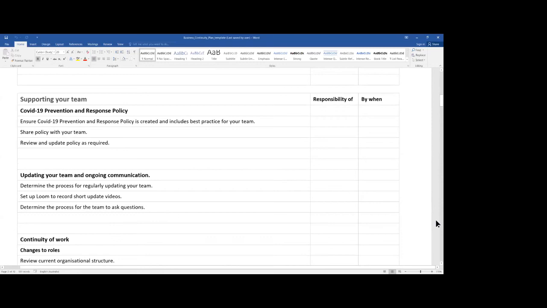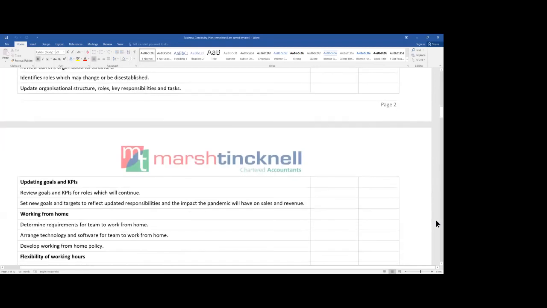Next, focus in on the team. Your team, what are our policies? How can we communicate with you? What's going to be the ongoing continuity of their work? Are there some roles that are going to have to change? Do we need to update and reset some of our goals and KPIs for our team? Because they may be very different now.